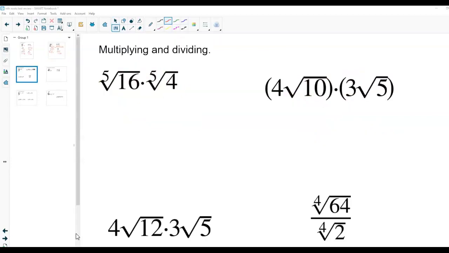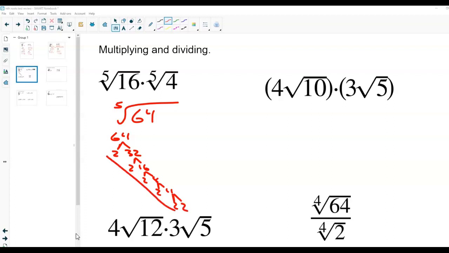Okay, when you have the same index, you can multiply. 16 times 4 is 64. And it's the 5th root. If you can simplify it, you should do so. 2 and 32, 2 and 16, 2 and 8, 2 and 4, 2 and 2. I see 5 2's here, so that can go on the outside. So this becomes 2, 5th root of 2.